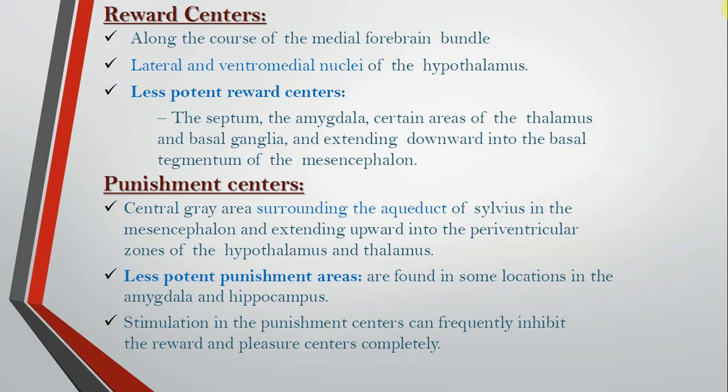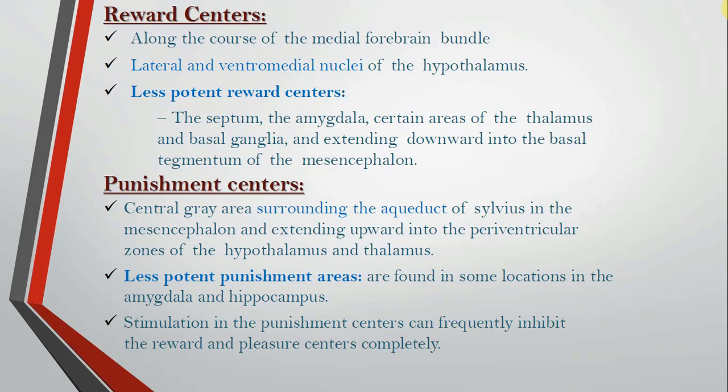There are two types of centers, called the reward centers and the punishment centers. The reward centers run along the course of the medial forebrain bundle, present in the lateral and ventromedial nuclei of the hypothalamus, and some less potent reward centers are present in the septum, the amygdala, certain areas of the thalamus and basal ganglia, and extending downward into the basal tegmentum of the mesencephalon.